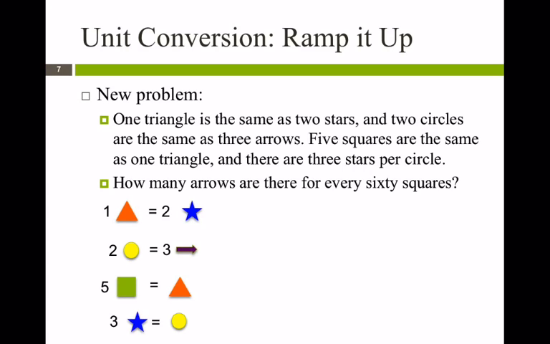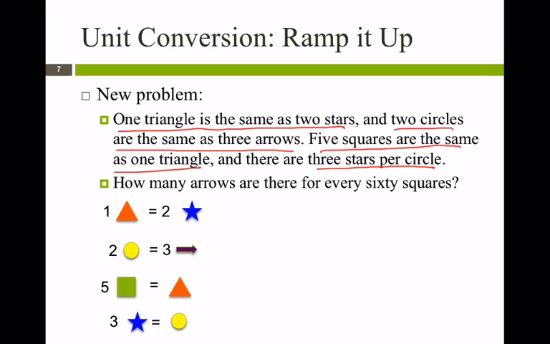So the conversion factors that we pulled out are 1 triangle is the same as 2 stars. That's the first one. 2 circles is the same as 3 arrows. 5 squares is the same as 1 triangle. And there are 3 stars per circle. That's where all of those came from. And then our question is, how many arrows are there for every 60 squares?